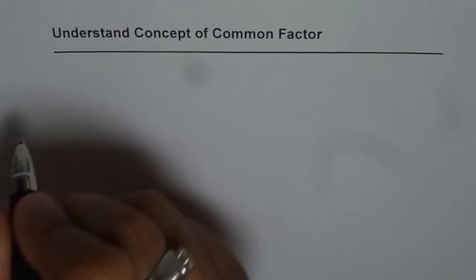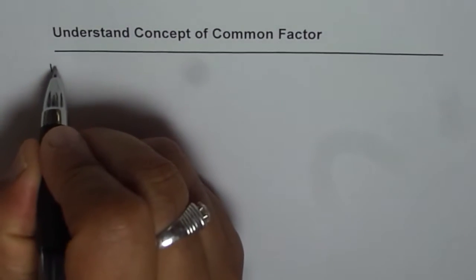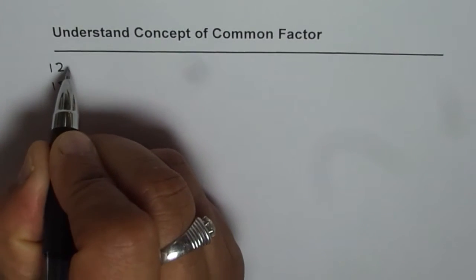Let us understand the concepts of common factor. Now these concepts are going to be very helpful when we start learning about polynomials and complicated algebraic expressions. Now you learned that if we have two numbers, let us say numbers like 12 and 18, we can write down their factors.